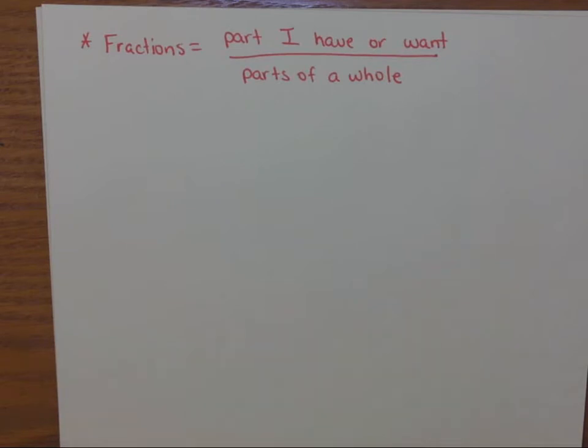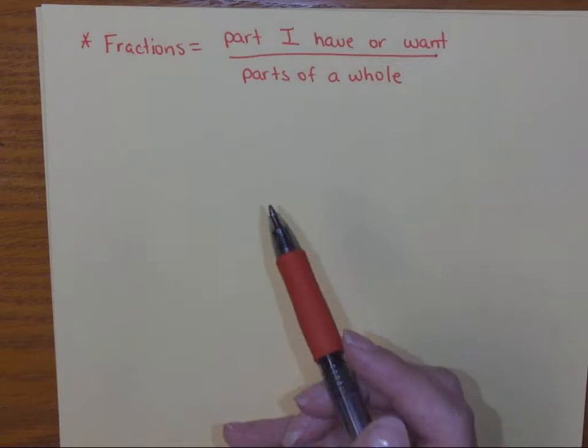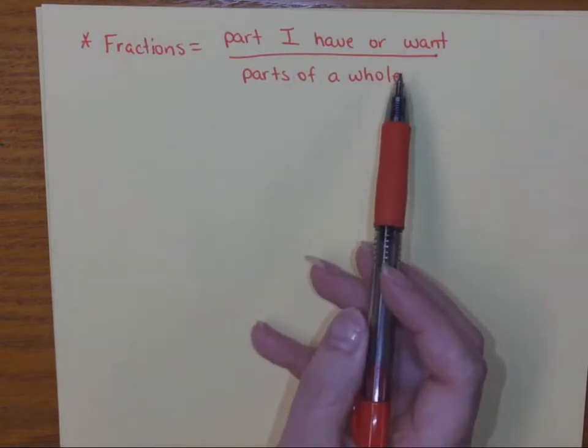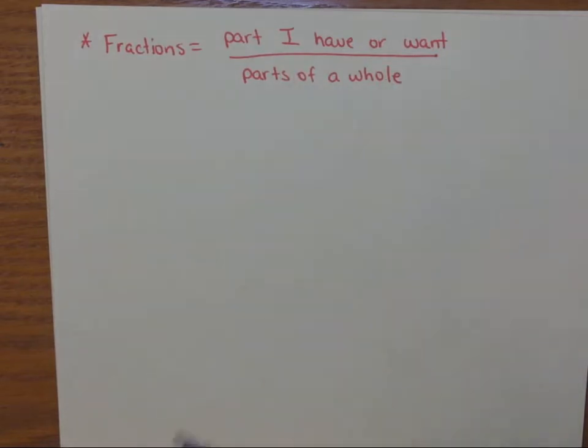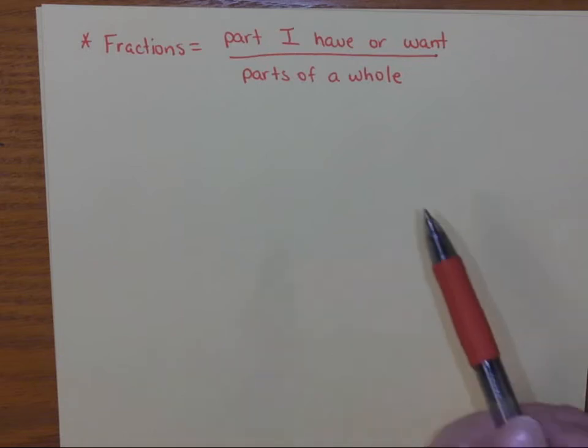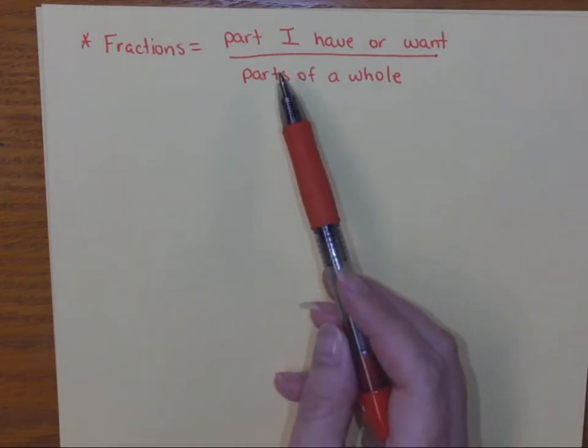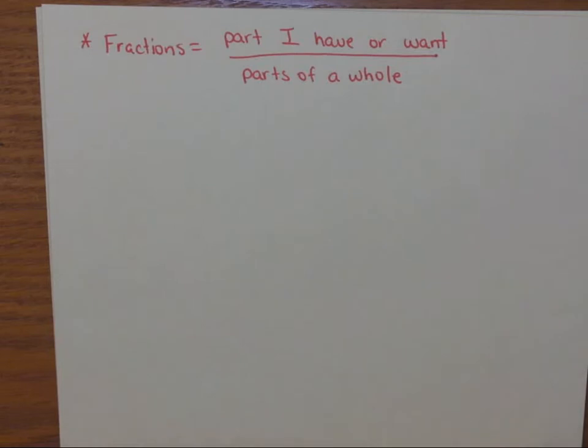So we're still reviewing fractions from the class before this one. So fractions are always the part I have or want on top over the parts of the whole. Okay, it can be easier for us to generalize with a statement like this. So the bottom denominator is always representative of parts of the whole. The numerator is always representative of parts I have or parts I want.